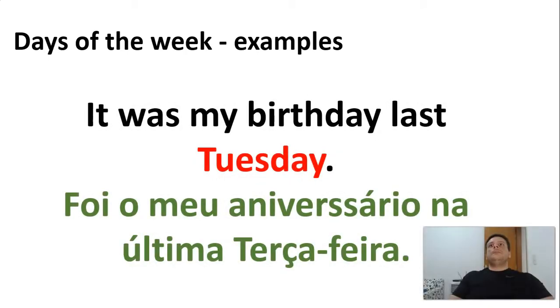Agora eu volto aqui, ó. It was my birthday last Tuesday. Quer dizer o que aqui? Foi o meu aniversário na última terça-feira. Na última terça foi meu aniversário. Mas nesse caso, it was my birthday. Foi my birthday. O meu aniversário last Tuesday. Na última terça. It was my birthday last Tuesday. Ok?